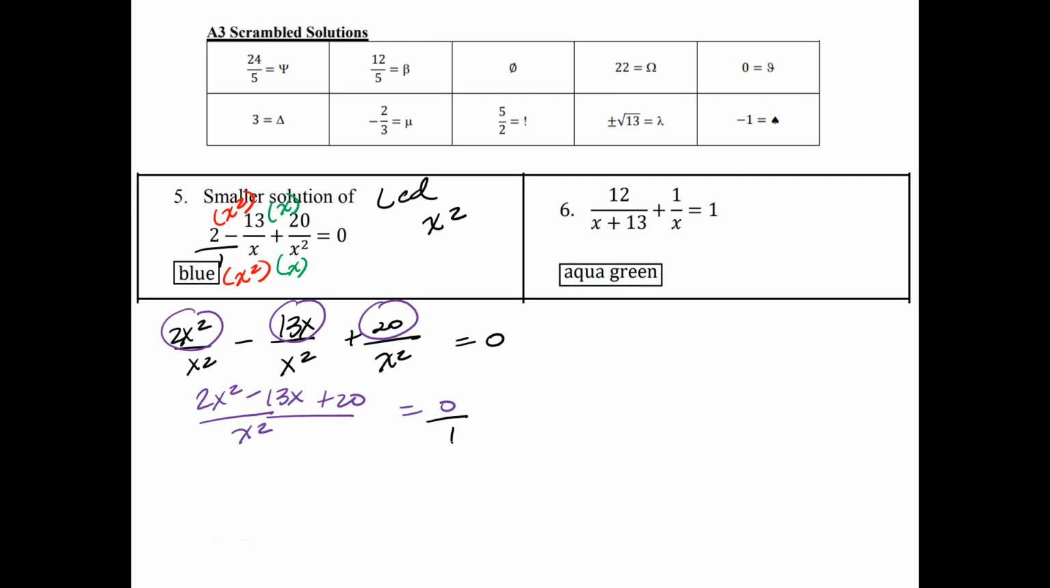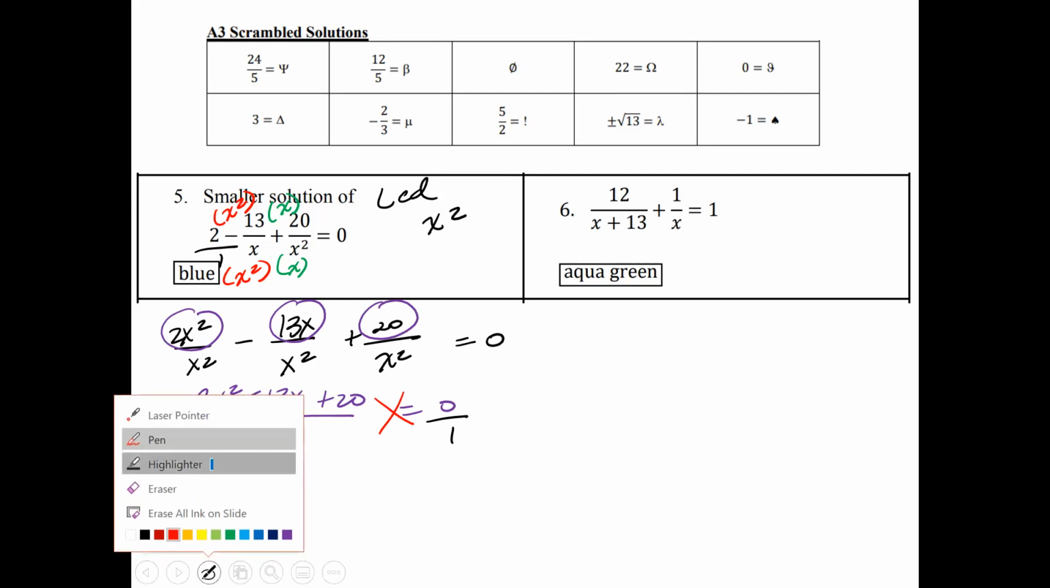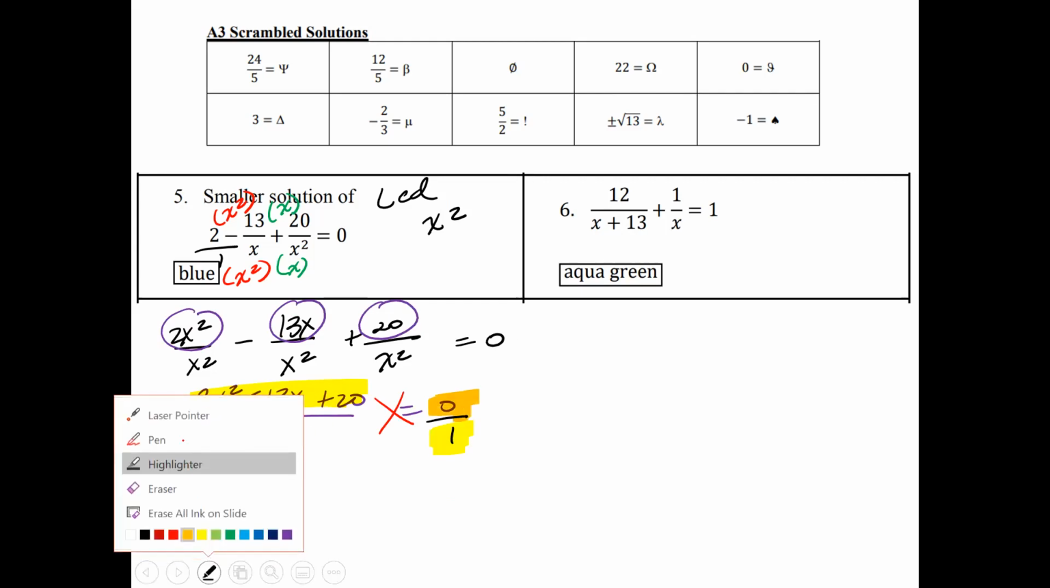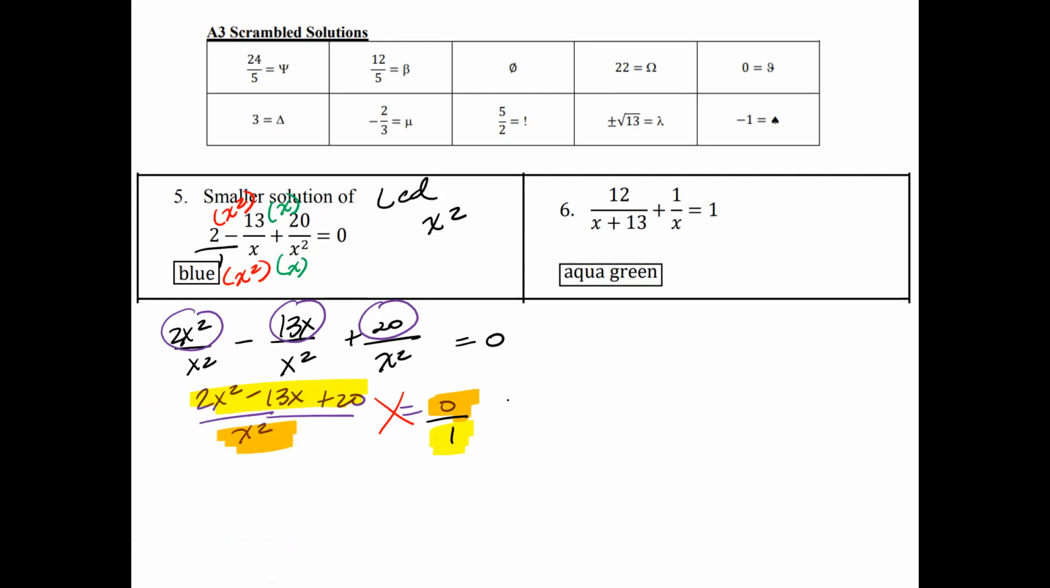Put a 1 underneath the 0, and then you can go ahead and cross multiply them, okay? So everything that I'm highlighting right now in yellow, you're going to multiply together. And everything that I have in orange right now, you're going to cross multiply together. So the first one I have is 2x squared minus 13x plus 20 is equal to x squared times 0, which is just 0.